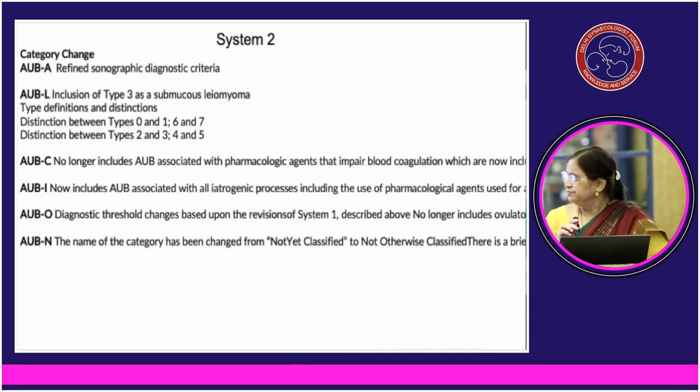not because of any drugs. And AUB-N, previously we used to say that AUB is not yet classified, as if we are going to classify this AUB later on, but now the terminology has changed to AUB-N, otherwise not classified.